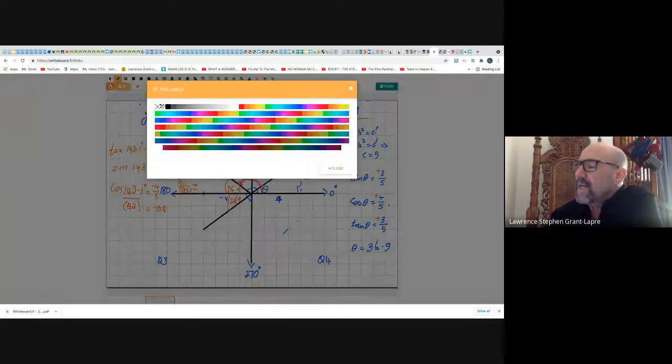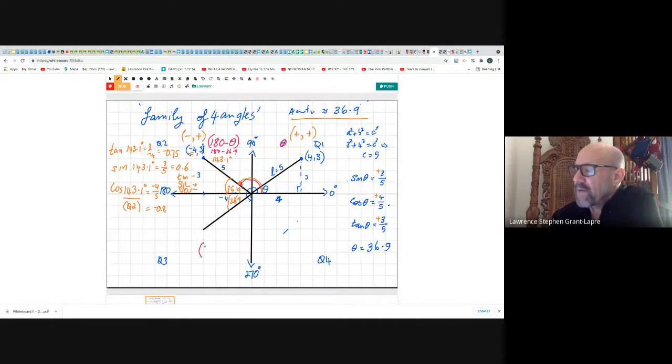This rule here in the quadrant, and I'll put it in red, is 180 degrees plus theta, okay? Theta is my acute angle, 36.9 degrees. So 180 plus 36.9 is 216.9 degrees. Now, I'm talking about this angle all the way around to there, and that is 216.9 degrees.